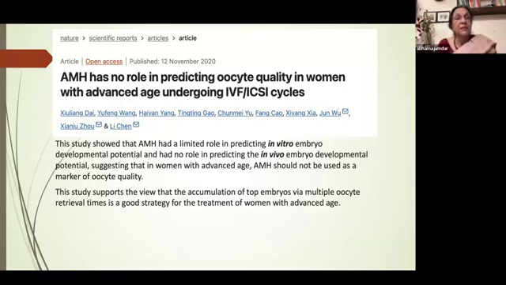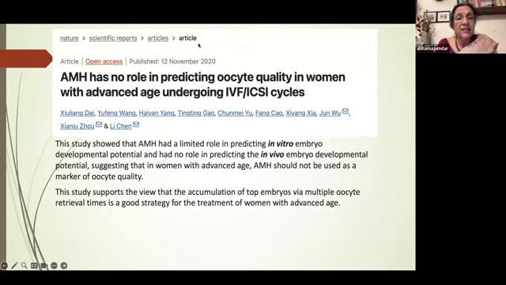This is an open access article and this is in Nature. Nature is a very reputed journal with a very high impact factor. So what did this say? And open access journals are available to everyone to read. AMH has no role in predicting oocyte quality in women with advanced age undergoing IVF-ICSI cycles.